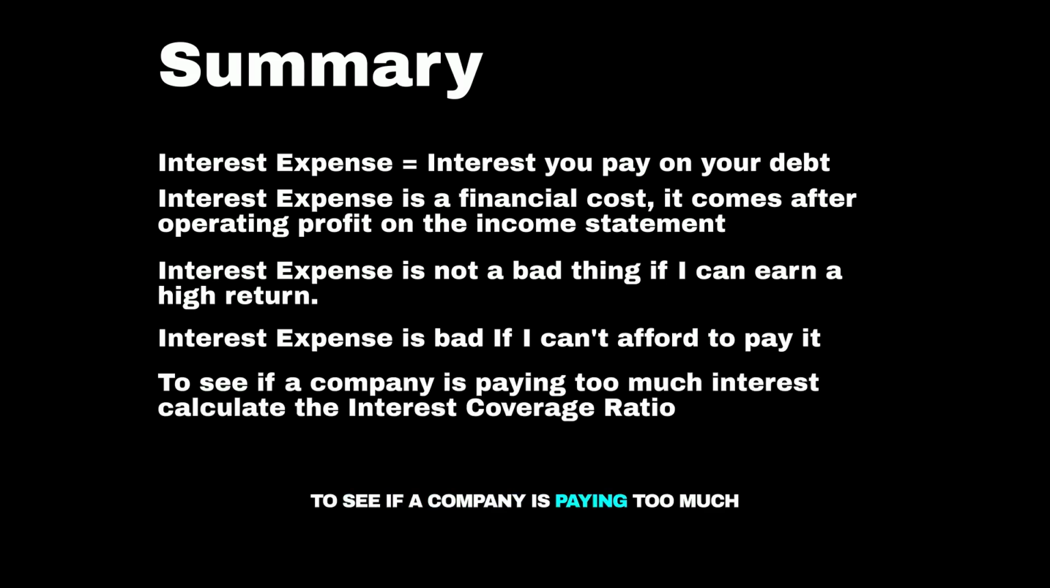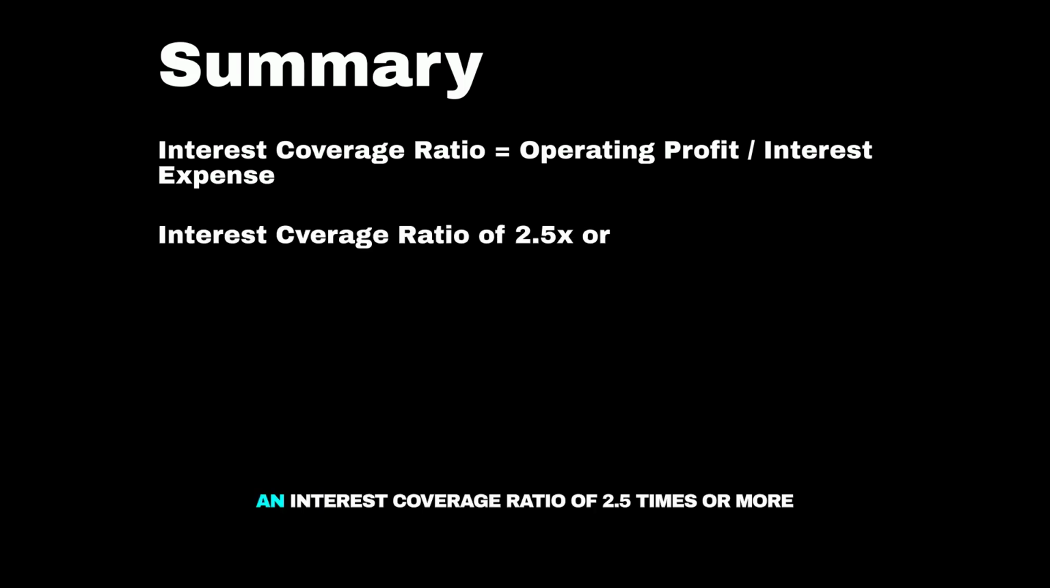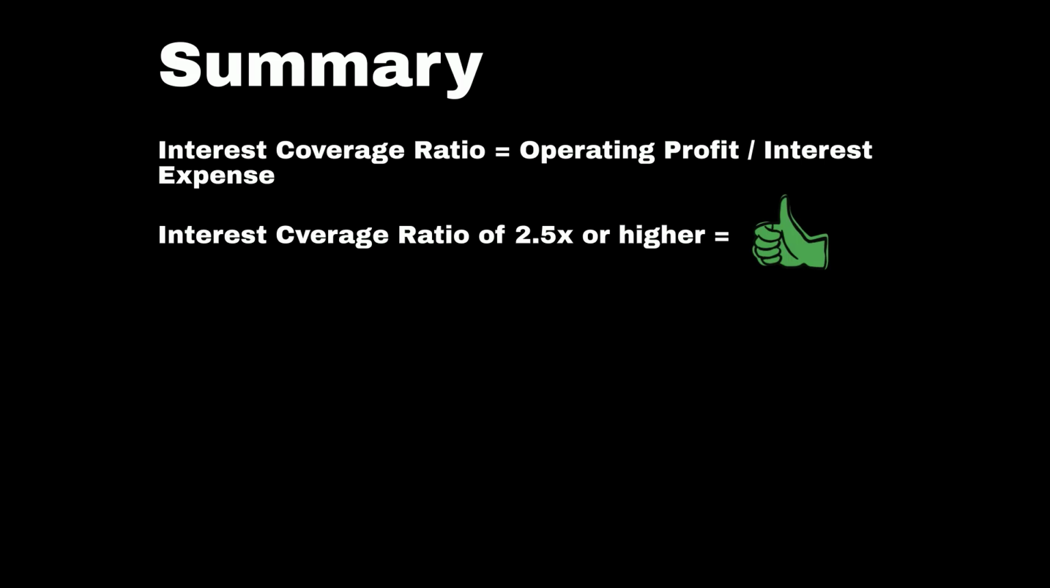To see if a company is paying too much interest, we can calculate the interest coverage ratio. To calculate the interest coverage ratio, we divide operating profit by interest expense. An interest coverage ratio of 2.5 times or more is considered healthy, but this varies by industry.